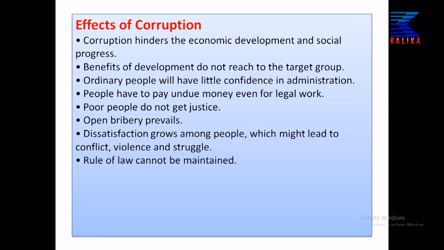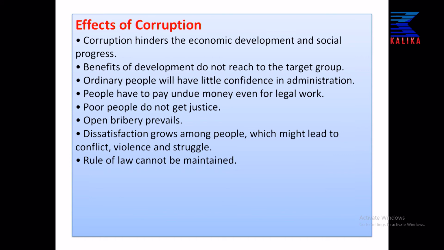So, what are the effects of corruption? When there is corruption in our society, what kind of problems do we have to face? Let us look at that. First of all, corruption hinders economic development and social progress, meaning economic and social development will be held back because of corruption. The next is that the benefits of development do not reach the targeted groups. Similarly, ordinary people, who are not in power, have little confidence in the administration, meaning they do not believe in the work of the administration.